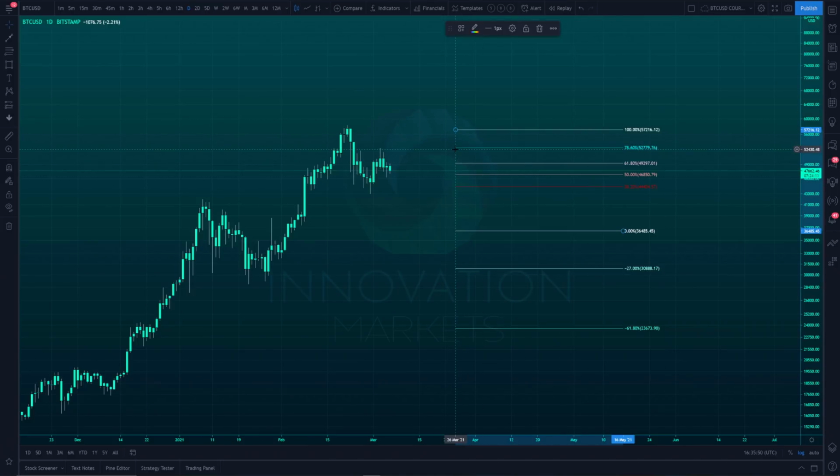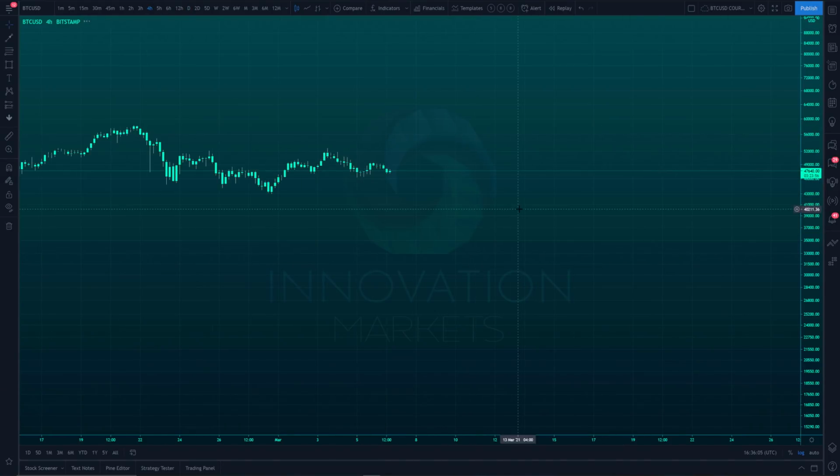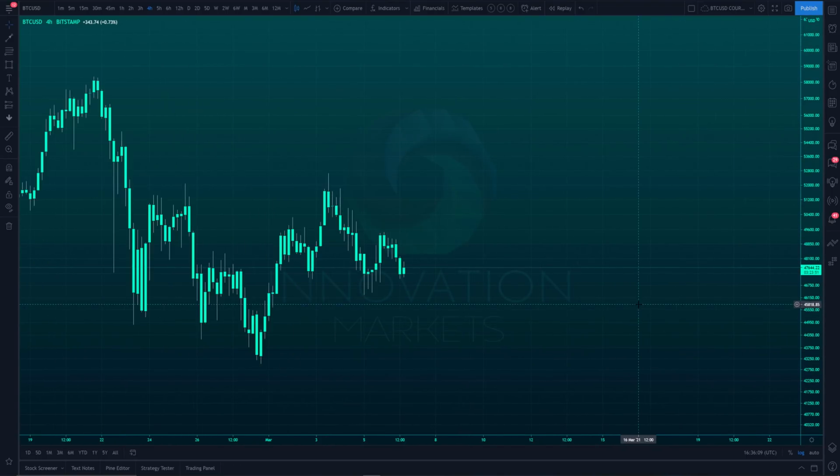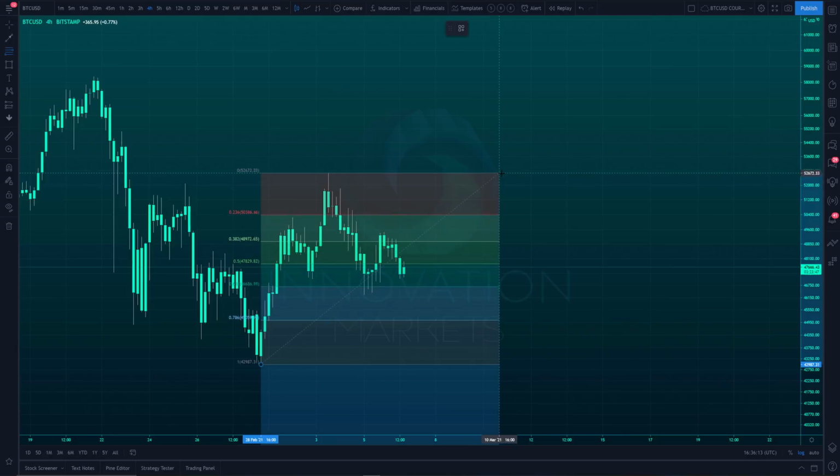Now Fibonacci is essentially a self-fulfilling prophecy. It's a particular level in the market where price will pull back to, and when we say retracements, we basically mean pullbacks and corrections. A retracement, for example, would be something like this. So let's just say from A to B.